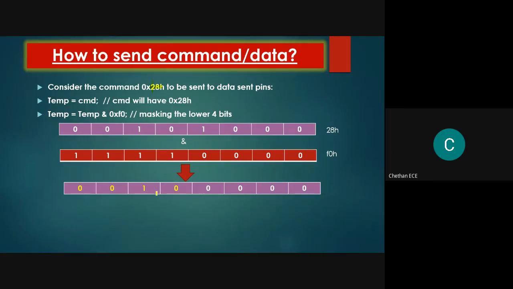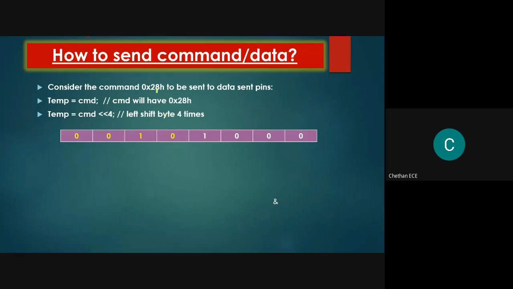We got the higher nibble. This higher nibble data we need to send to the LCD data pins. Okay, we have D4 to D7 in the LCD pins. We have to send this upper nibble information. Therefore, the first objective is achieved.